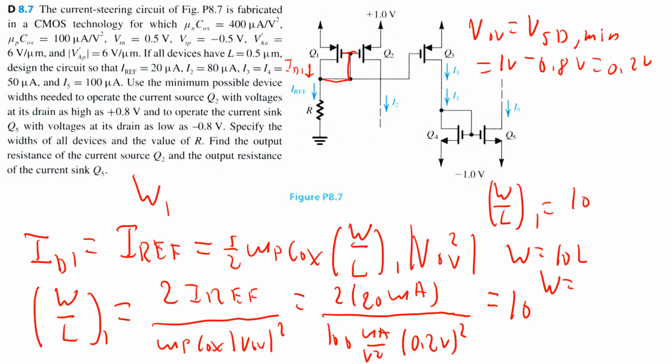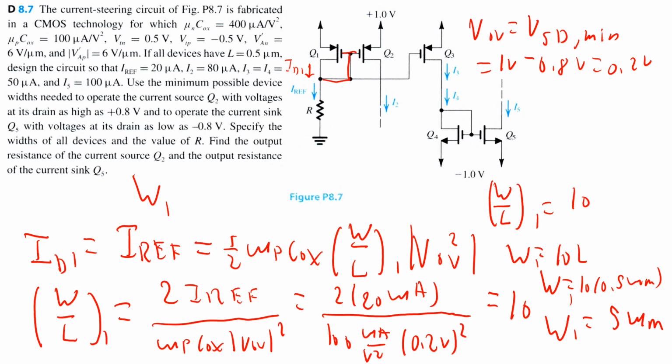So W is equal to 10 times 0.5 micrometers, specifically W subscript 1 to show that it is the first width. So we get that W for Q1 is equal to 5 micrometers.